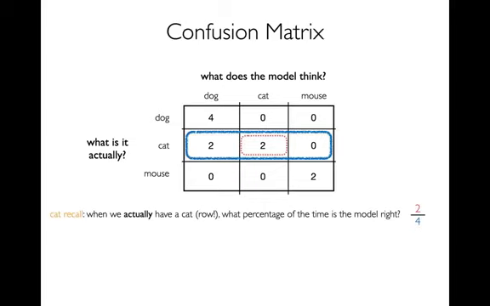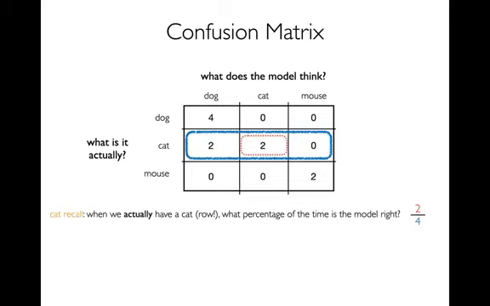So for precision and recall, it turns out we can actually have these metrics for each class, right? So I'm actually going to have 6 different metrics here. I have dog recall, cat recall, mouse recall, and then similarly dog precision, cat precision, and mouse precision. I'm just going to look at a few of these.